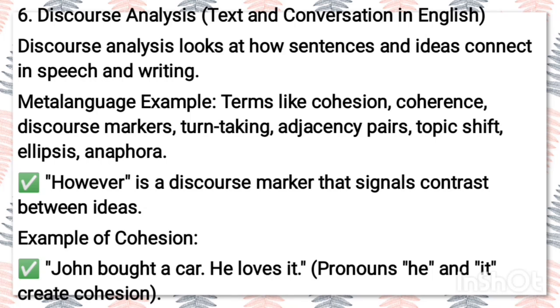For instance, cohesion: in the sentence "John bought a car, he loves it," the words "he" and "it" create cohesion by referring back to John and the car respectively. Then discourse markers are words like however, therefore, and but that help to organize ideas. For example, "however" is a discourse marker that signals a contrast between ideas.